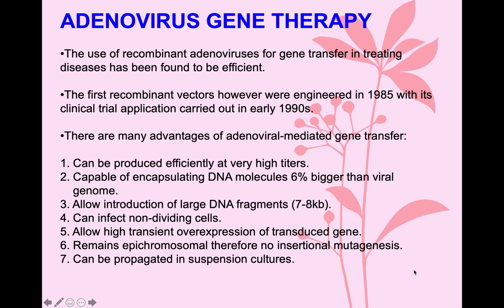Alright, let's continue on with two types of gene therapy that I'm going to cover, which is adenovirus and retrovirus gene therapy. So, of course, the adenoviruses and the retroviruses used have actually been recombined, which means that modification has been done to them. And for adenoviruses, the recombinant adenovirus for gene transfer has been found to be efficient. And the first recombinant vector was engineered in 1985, and it has been used for clinical trials.